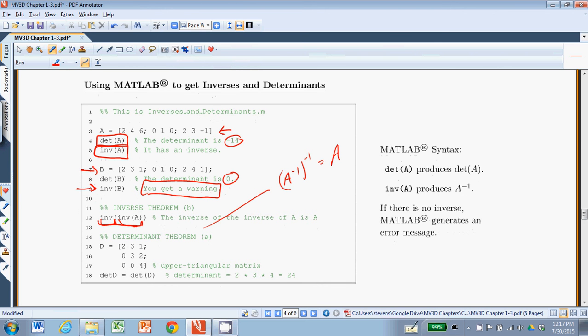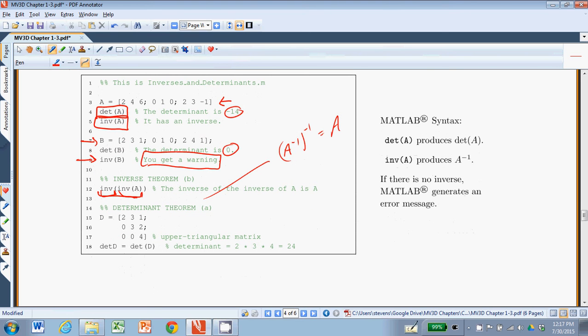And then some of the determinant theorems. Again, there's an assignment where you're supposed to demonstrate these with MATLAB. They're not proofs, they're just demonstrations. For example, if you create an upper triangular matrix D, then the determinant should be 2 times 3 times 4, and when you do that, you indeed get a determinant of 24. So it's just playing around with MATLAB using the det function and the inverse function.